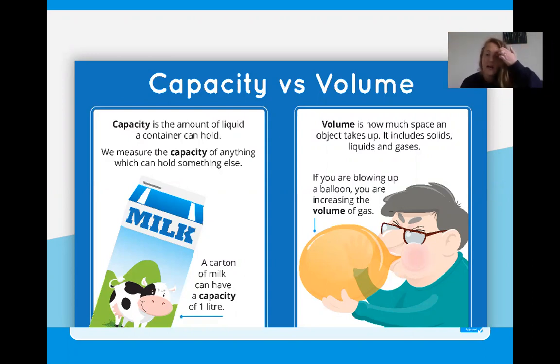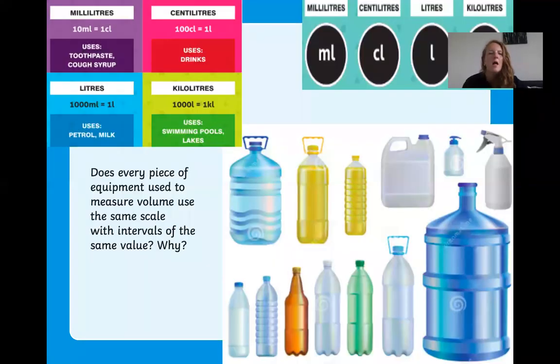Then volume is how much space an object takes up. So that could be solids, liquids, and gases. So if you're blowing up a balloon, you are increasing the volume of the gas. Good? Lovely. So, similar to what we looked at with mass, we have different types. You can see here, obviously, this has less capacity, it holds less volume compared to this as well.